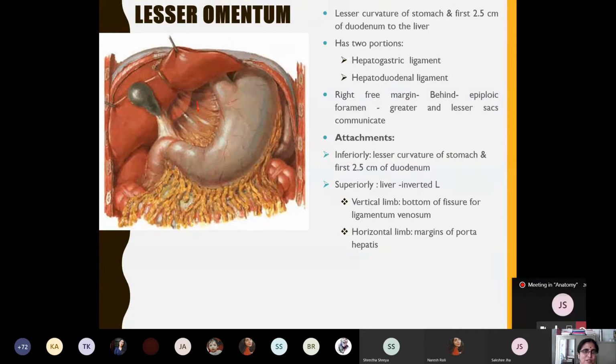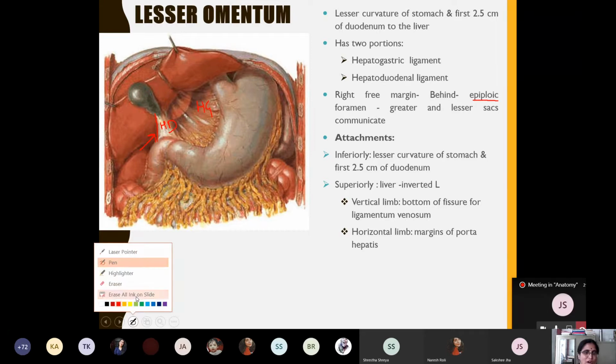The part which is between the liver and stomach is hepatogastric. The part between the liver and duodenum is hepatoduodenal. It consists of a right free margin. This is the right free margin. Behind the right free margin, there is a foramen which communicates the lesser sac with the greater sac. What is the name of this foramen? Epiploic foramen.